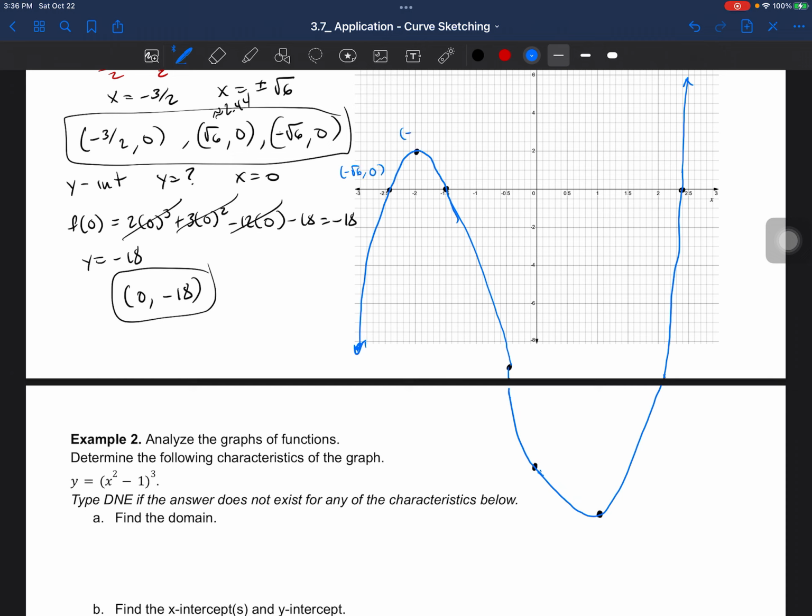What I would suggest here is to write down the labels of the points. So for example, this is negative square root of 6, comma 0. This point over here is negative 2, comma 2. This point here is negative 3 halves, comma 0. This point here is supposed to be negative 1/2, comma negative 23 over 2. And this is supposed to be 0, comma, negative 18. This is supposed to be positive 1, comma, negative 25. And then this was supposed to be square root of 6, comma, 0.